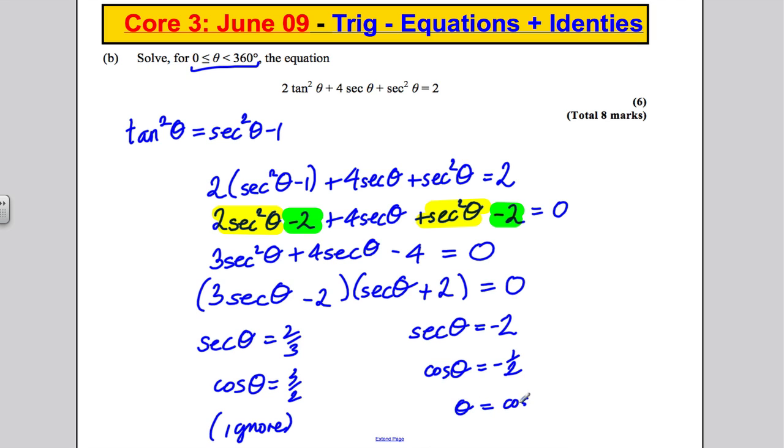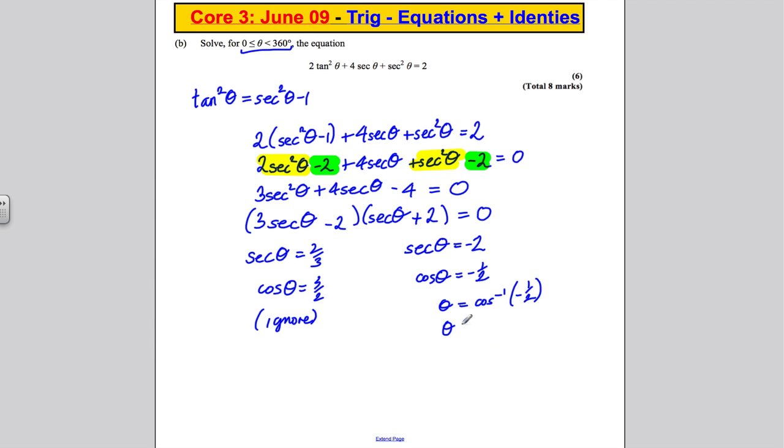Theta is the inverse cos of negative 1/2, making sure you keep your calculator this time in degrees mode. So you do in your calculator inverse cos of negative 1/2, and you get yourself 120 degrees. So let's just extend that. Theta is 120 degrees. We're looking for solutions between 0 and 360.